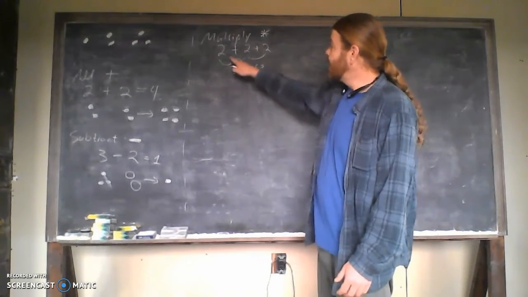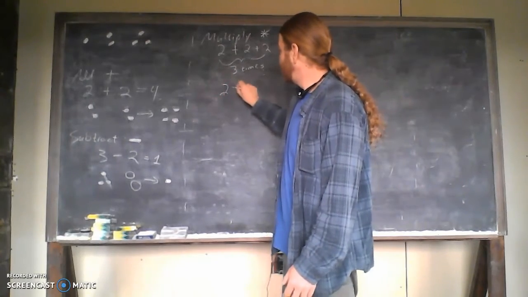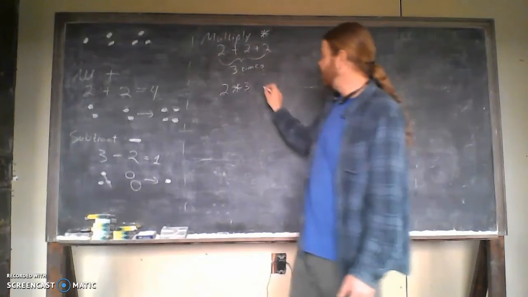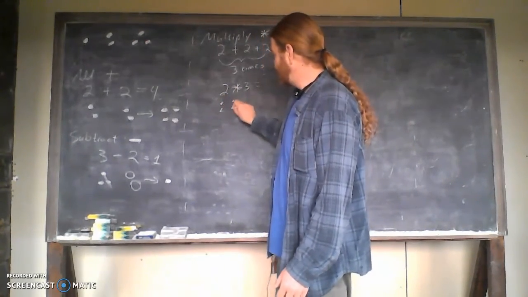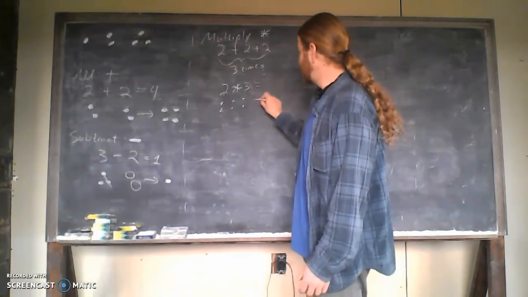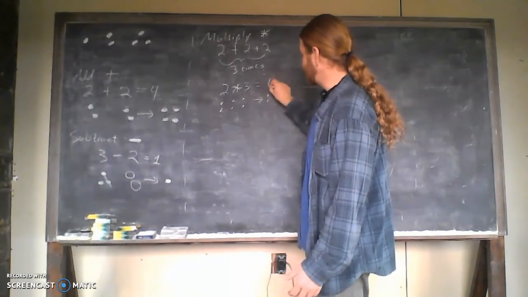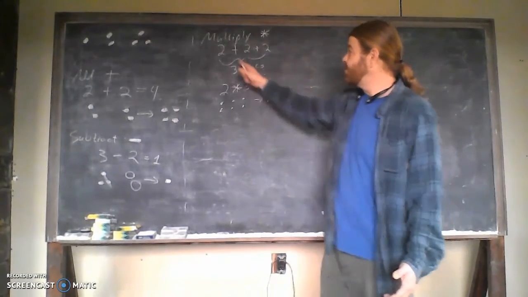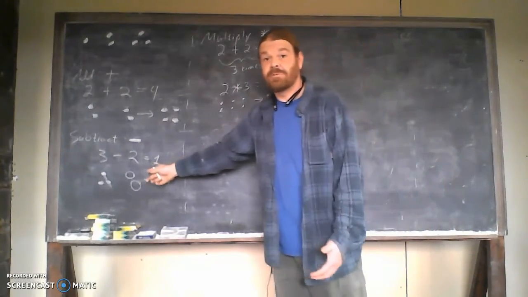But multiply, how many times are we adding? So we're adding 2 3 times is what that symbol means, right? So putting the dots in here, we're adding 2 3 times. So in total, 1, 2, 3, 4, 5, 6. We end up with 6 dots. Then division is kind of the opposite of that. Instead of multiple additions, it's repeated subtractions.